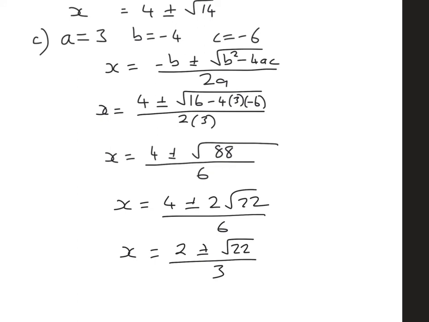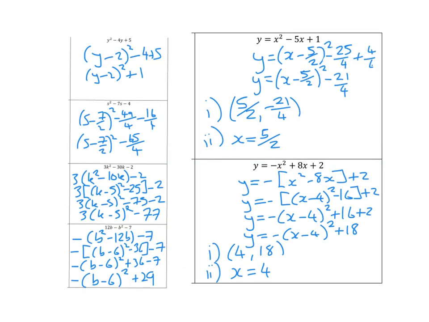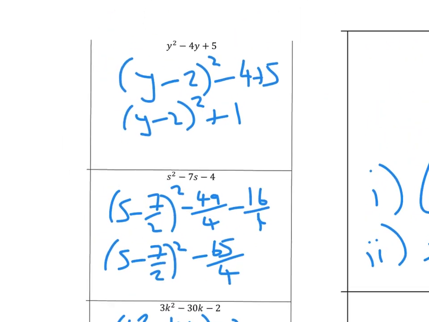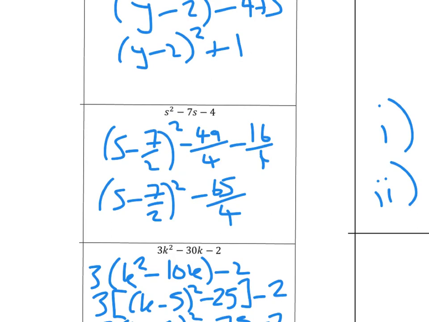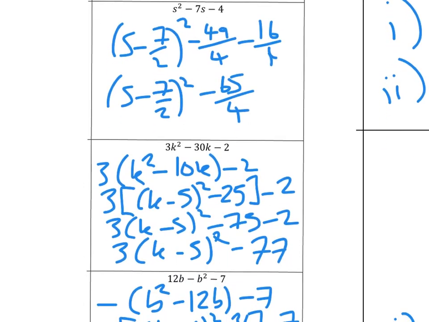Right, I'll just go back actually and show you the answers to the ones that I got you to do yourself now. Okay, and here are your solutions. So back on the one way, just completing the square. The first one, y minus 2 squared plus 1. For the one after, you can change 4 into 16 over 4. So you get s, take away 7 over 2 squared, take away 65 over 4.